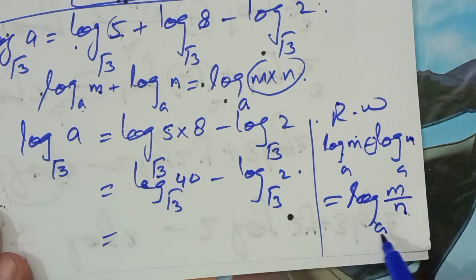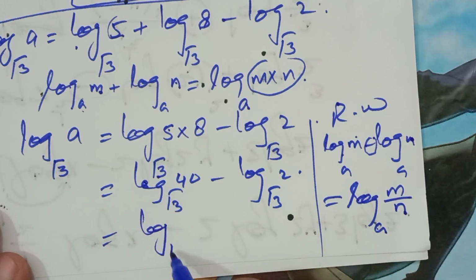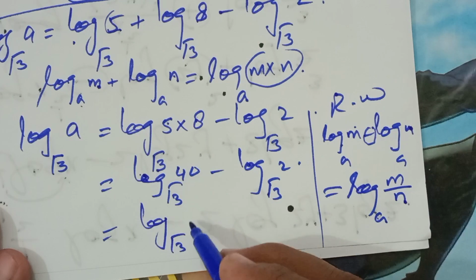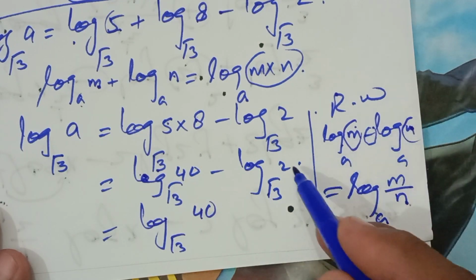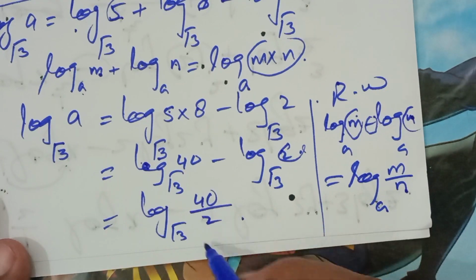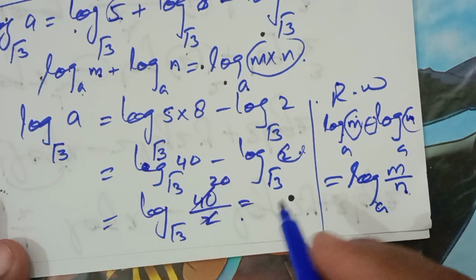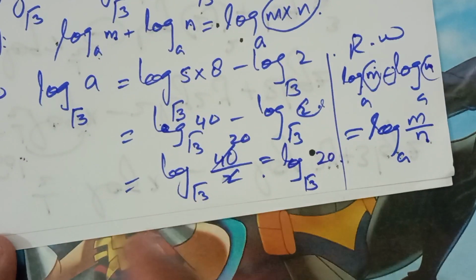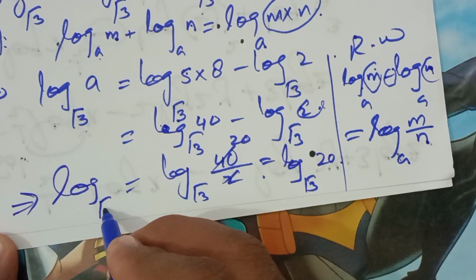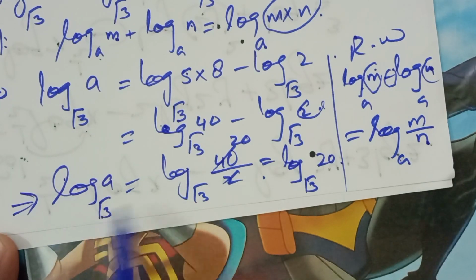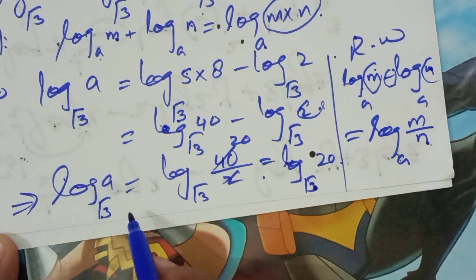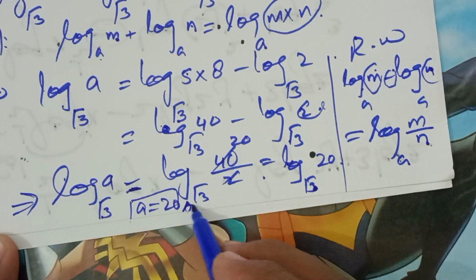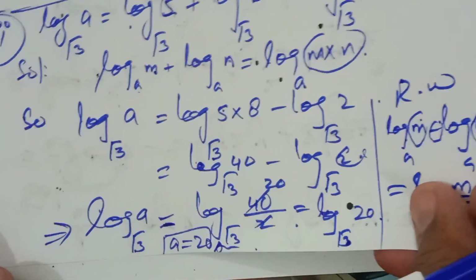So we make a single log with base root 3, common to all of these. Here m is 40 and n is 2, so we make the division: 40 divided by 2 is 20. So here is log with base root 3 of a equals log with base root 3 of 20. On comparing both sides of the equation, a is equal to 20, which is our required answer. That is the second part of question number 3.